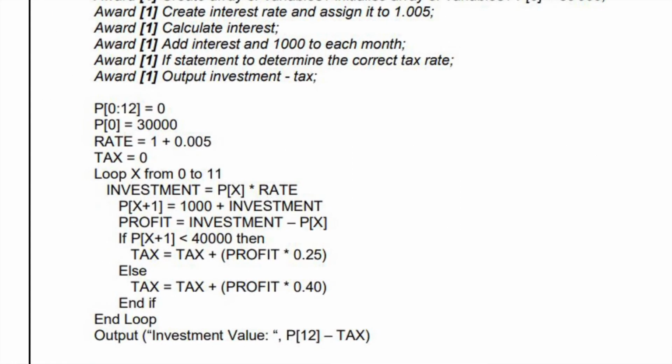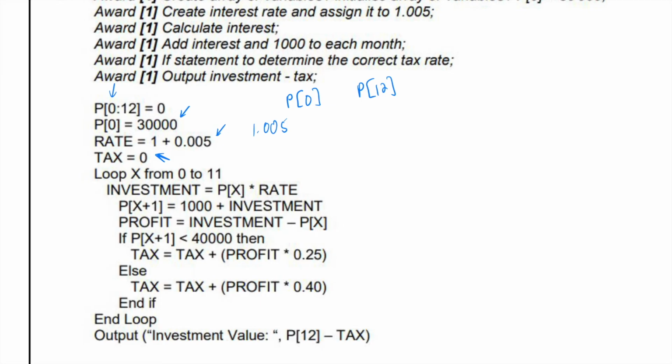So the first thing we've done right here is create an array and initialize it. This array is starting at index 0 and ending at index 12. So that means the first element is going to be P0 and the last element is going to be P12. And all of these are going to be set to 0, at least to start out with. What we're doing first is setting P0 equal to 30,000, which is just our starting value. And we're calculating interest rate, which is 1.005, presumably so we can multiply it by whatever value we have for the month, whatever our principal is for the month, to get the resultant total with interest. And we're setting our tax equal to 0.